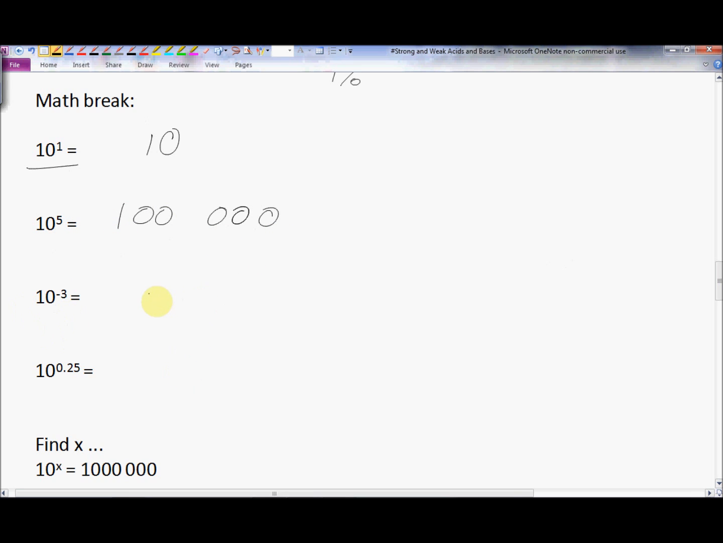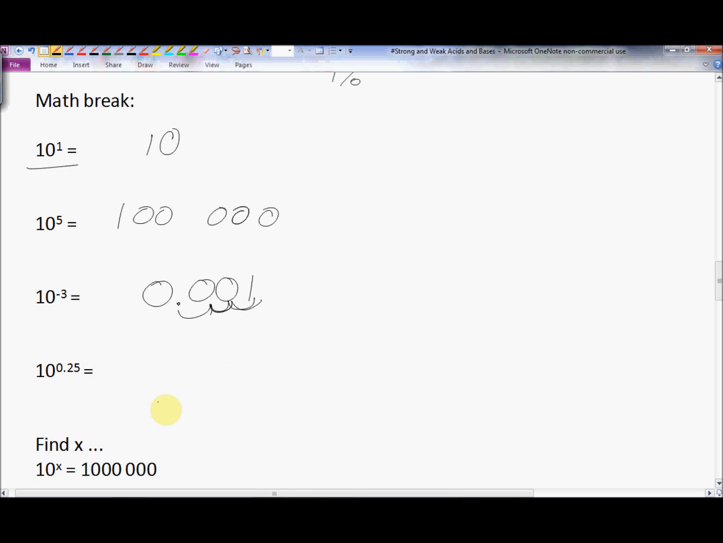10 to the negative 3. This is going to be a decimal number now. 0.001. The negative 3 basically dictates how many places the decimal moves over. So it's 1, 2, 3 places it moves over. So 10 to the negative 3 is 0.001.